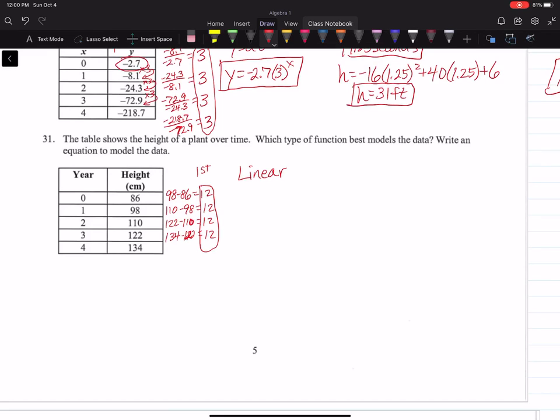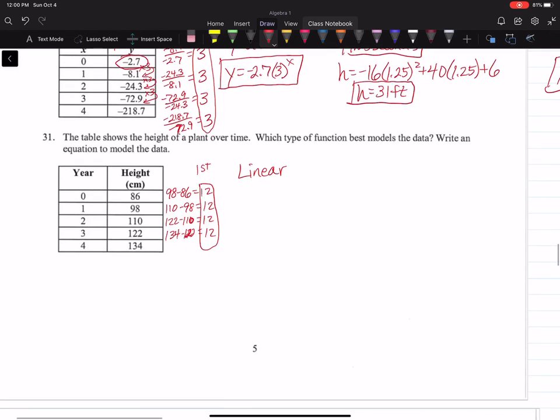And you can plug it in your calculator. It says which type of function best models the data. It is linear, so write an equation. So y equals, my slope would be the first differences, so 12x, and then my y-intercept is 86, so plus 86. Just to show you, you can put it in your calculator.